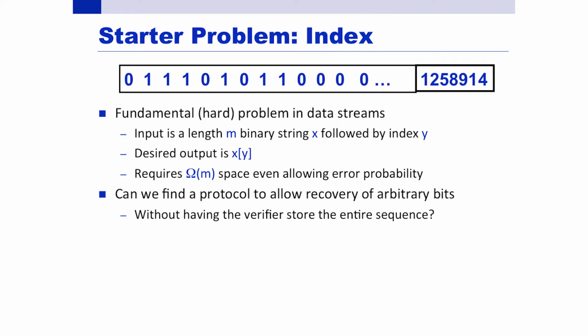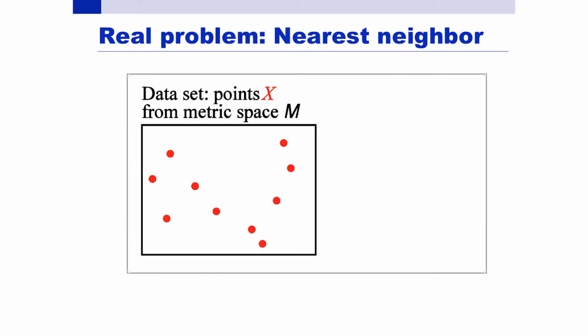The other problem I'm going to talk about is slightly less toy. It's still very simple to state, very clean. It's a nearest neighbor problem. So, a similar setup. Our input starts off being a bunch of points x, residing in some fixed and typically well-behaved metric space. And at the end, we'll have a query, some query point y. And we want to say, which of those points x that came already happens to be the nearest neighbor of that query point y.